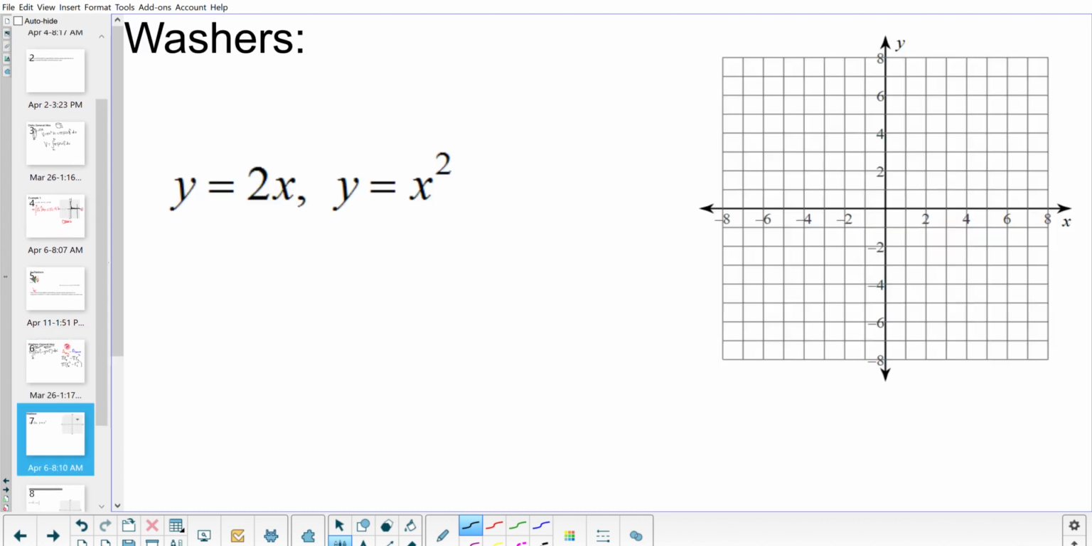I've got the line y equals 2x, so slope of 2, and then y equals x squared. You can see where they intersect. It's just this little sliver right here.